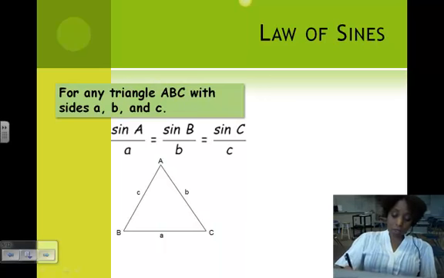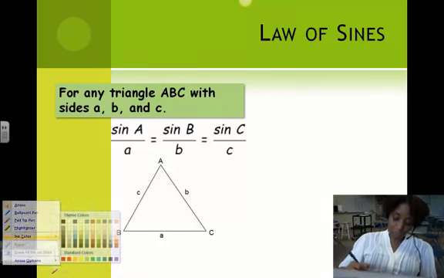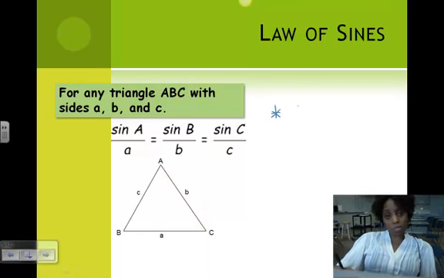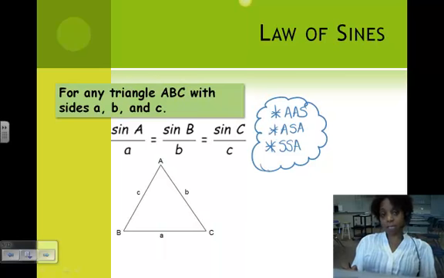Now we need to note that the law of sines can only be used in certain instances. The law of sines can only be used in the case where you have two angles and a non-included side, or when you have two angles and an included side. And the last case where it might be used is if you have two sides and a non-included angle. If that's the case, you can use the law of sines to find missing parts of your triangle. So let's do an example of this.